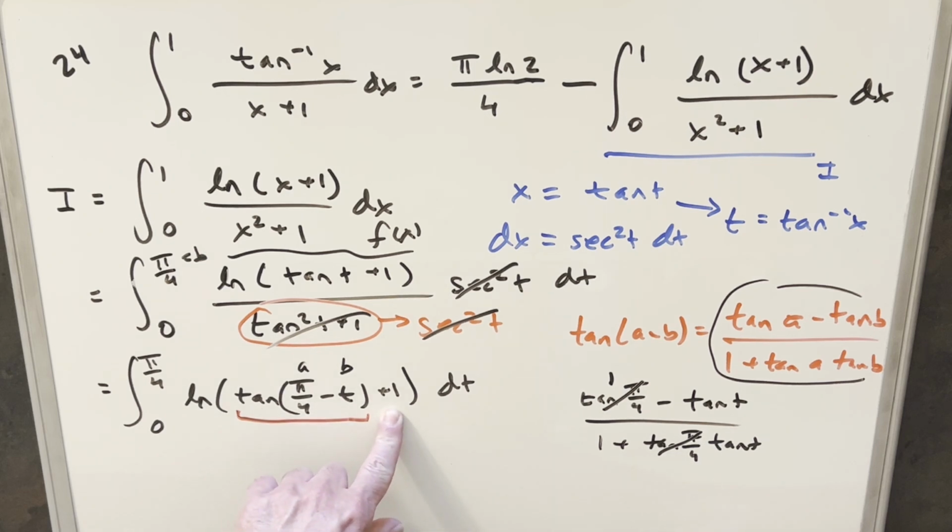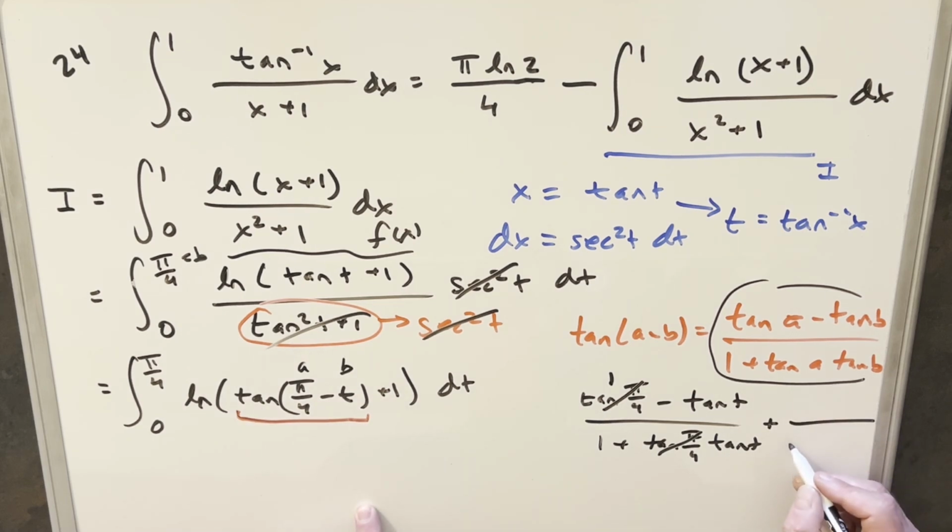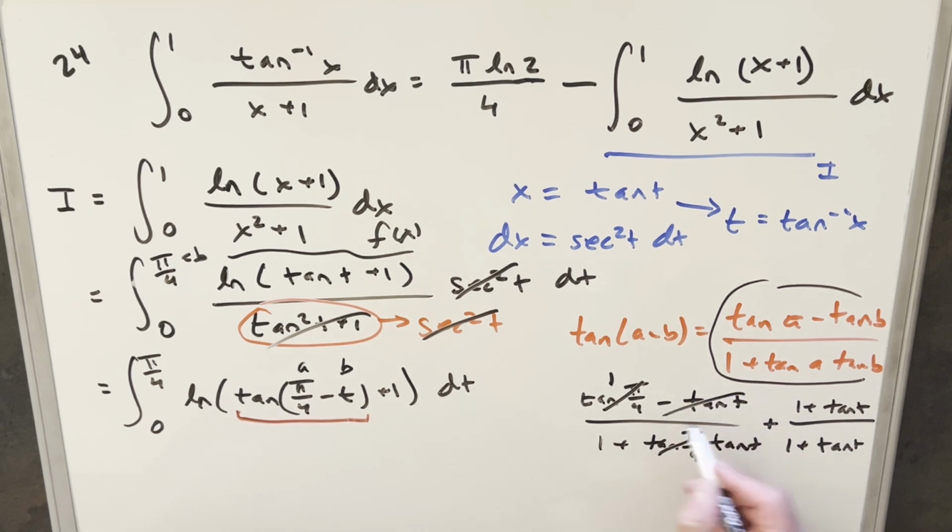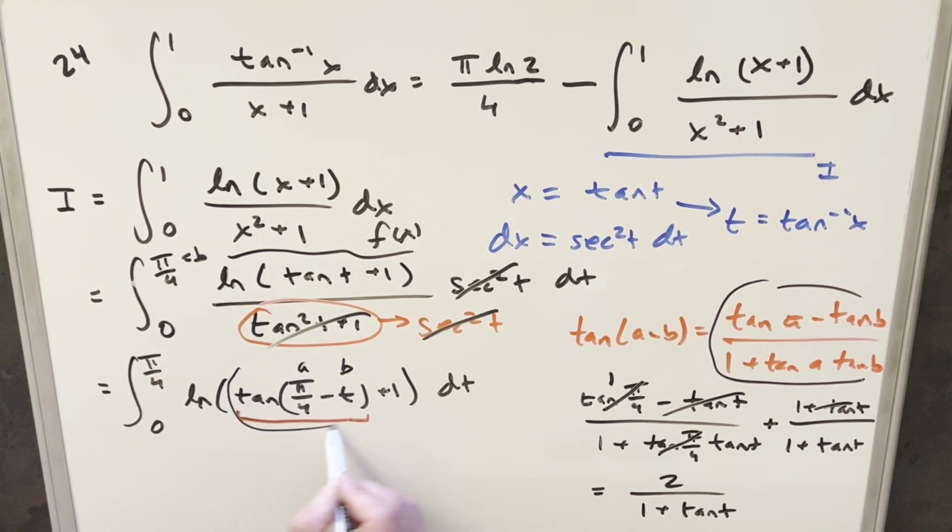I can take this plus 1. Let's try to combine all this stuff together, because with the plus 1, I can create a common denominator by writing this as 1 plus tan t over 1 plus tan t, creating a fraction of 1 with the common denominator. But then when we add these two together, the tangents cancel, and what we're left with here is just 2 in the numerator over 1 plus tan t. So then I'll take this and put this back in for all of this here.